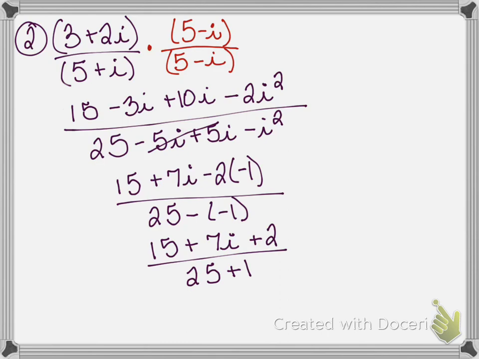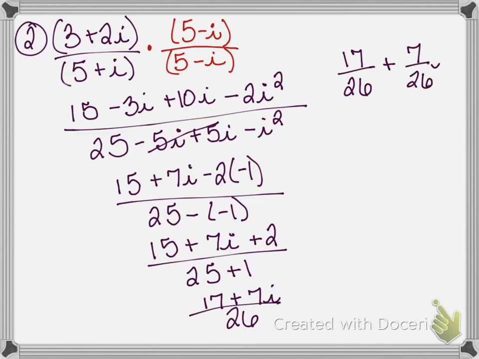So that simplifies to 17 plus 7i over 26. Some students, and I'm fine either way, split that into 2 fractions: 17 over 26 plus 7 over 26 i. Okay? It's not overly difficult, but this is one that students miss often.